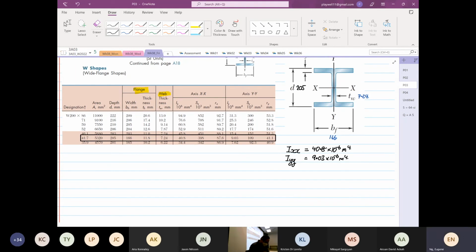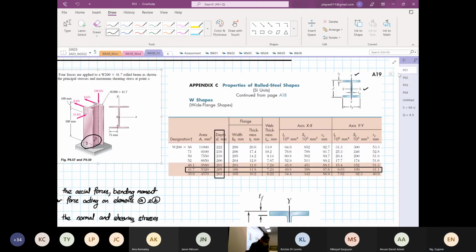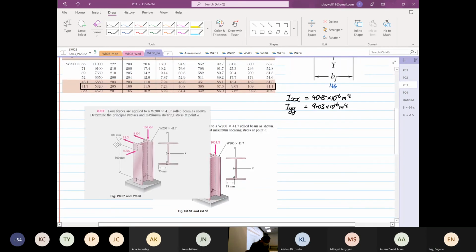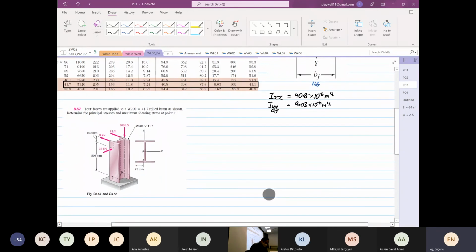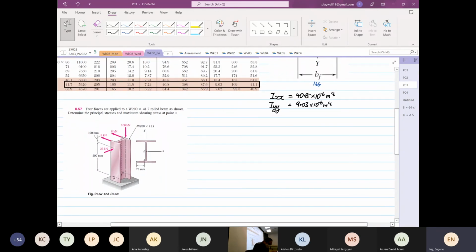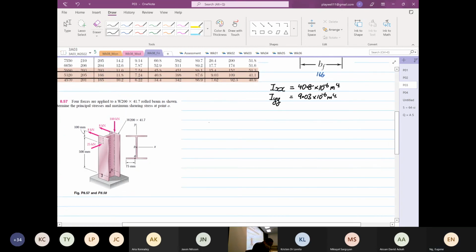Okay. So now we have all this. I'm going to take this image again. So let's do it element by element. Let's focus on element A. On element A, we want to find stress in the Z direction, right? And we know that this is due to axial loading.